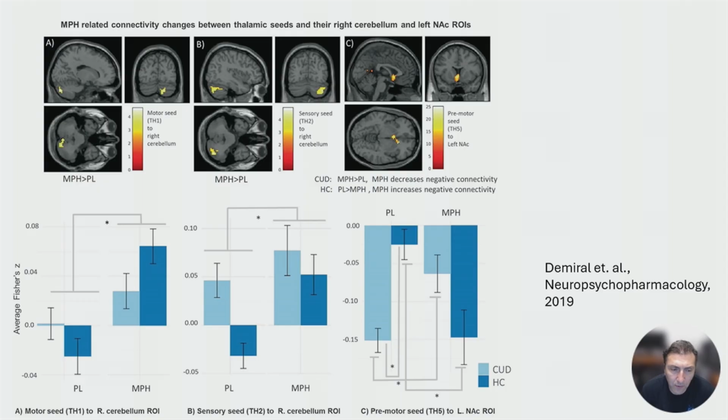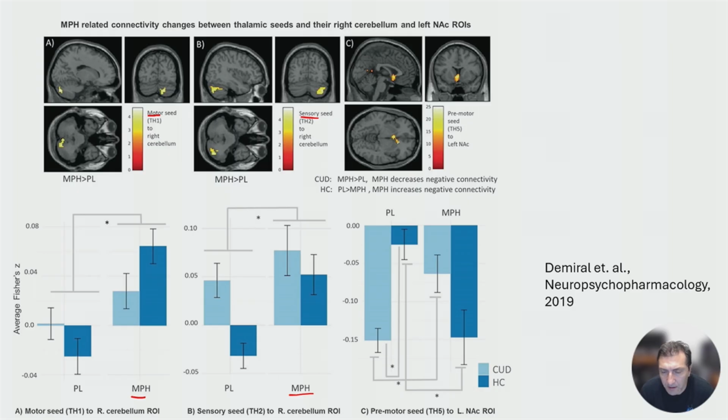First, we found that the motor seed region and the sensory seed regions of the thalamus had connectivity with the cerebellum, which changed due to methylphenidate. So this is the cerebellum target ROI against the thalamic seed regions for these two, motor and sensory. And this was significant, and methylphenidate increased this connectivity.